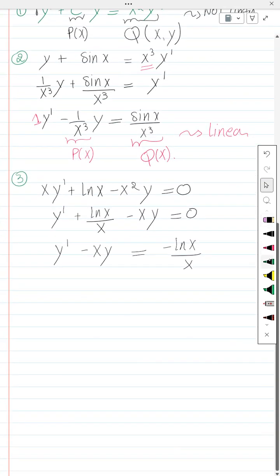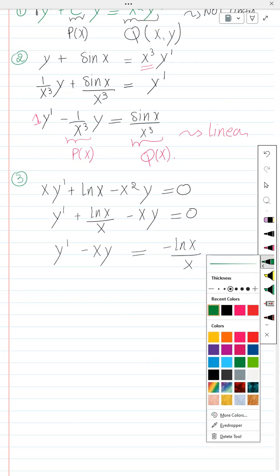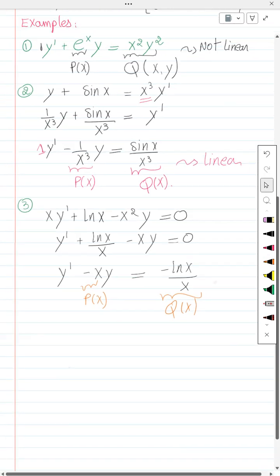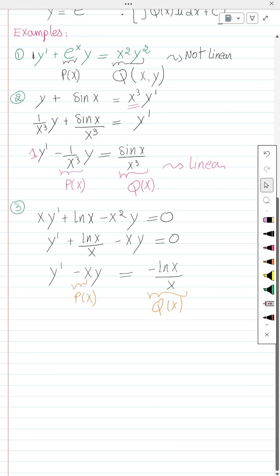As you can see here, we have y by itself, we have a p(x) right here, which is going to be equal to minus x, and q(x) is going to be equal to minus ln x over x. And this kind of question is just to remember the form of a linear differential equation. So let's solve some differential equations, which is the most popular problem you are going to face. Let's get started with the first one.